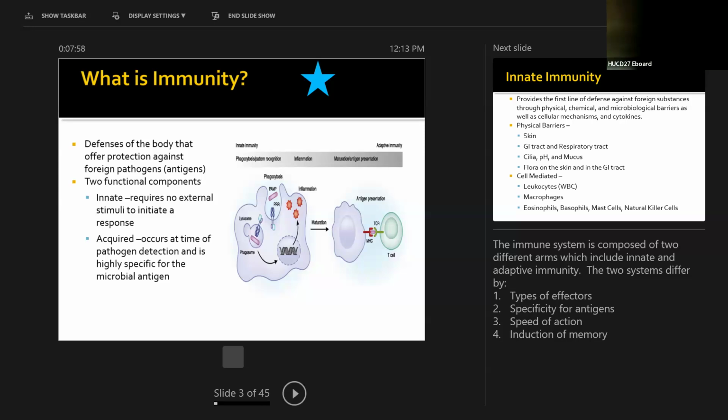And then induction of memory, right? So one has memory and one doesn't have memory. And so those are the type of differences that you see that overlays the system between innate and then cell mediated. Okay. So this is a backdrop for you so that when we get into, say, transplant therapy, or when we get into, say, asthma related events where you use glucocorticoids in that regard, you'll understand where we're coming from.